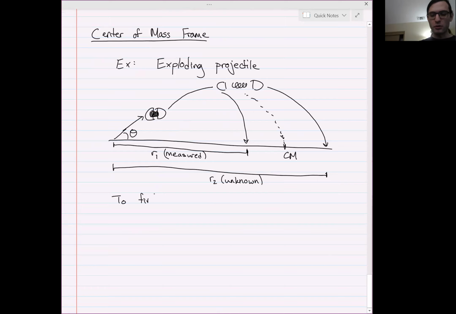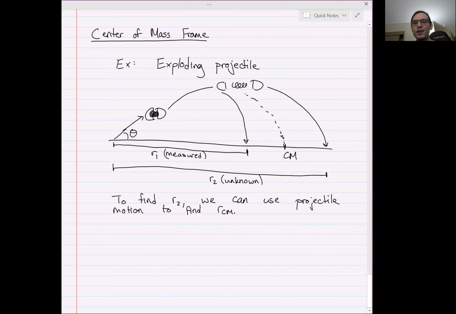To find R2, we can use what we know about projectile motion to find the position of the center of mass, right? So we know how to find the distance that a projectile travels. So the idea is just work in the center of mass frame. And what that means is just follow the center of mass as if it was all just at a point. So that would just go in an arc like a normal projectile would. And that would tell you where the center of mass lands.